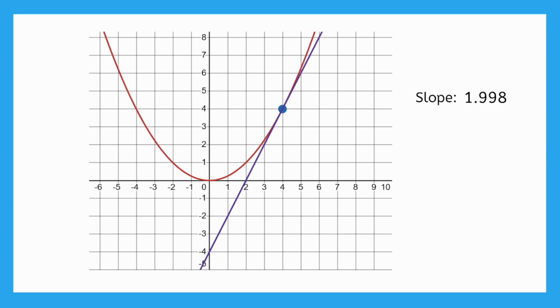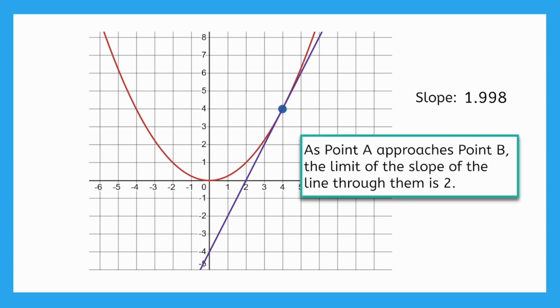If we wanted to express this using limits, we might say that as point A approaches point B, the limit of the slope of the line through them is 2. We'll take a look at how we would write that in limit notation a little later. This helps us recognize a potential solution to an interesting conundrum. Is it possible to find the slope of a curve at a single point?